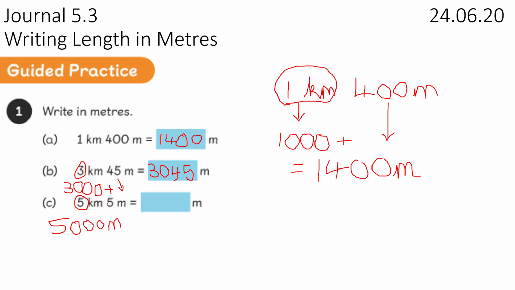So what place value is this 5 metres? Where should it go? The ones, tens, hundreds, or thousands? So if it's 5 on its own, it's 5 ones. So we've got 5 thousands, 0 hundreds, but we need to put in a placeholder, 0 tens, and 5 ones. So what's this answer?